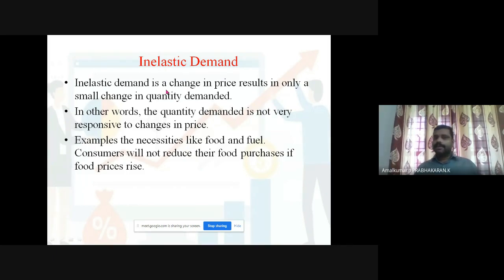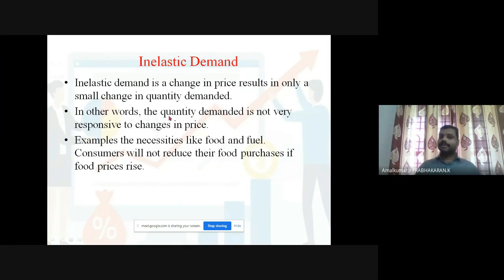Price is changing, but that results in only a small change in the quantity demanded. In case of elastic demand, a small change in price leads to a large change in the quantity demanded. But in case of inelastic demand, a changing price results in only a small change in the quantity demanded. That is called inelastic demand.